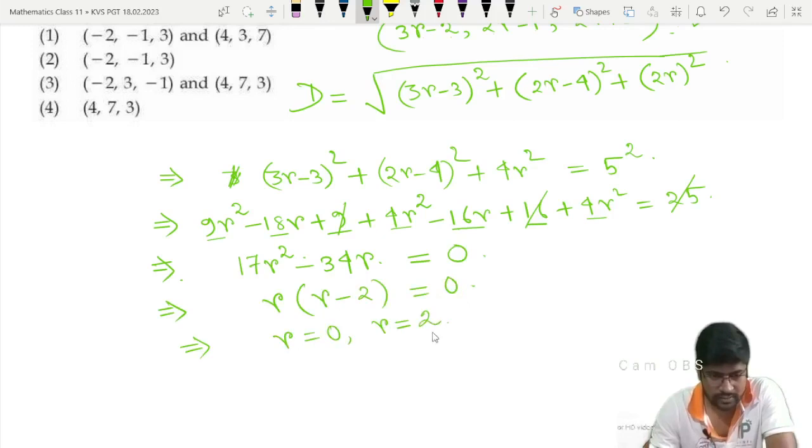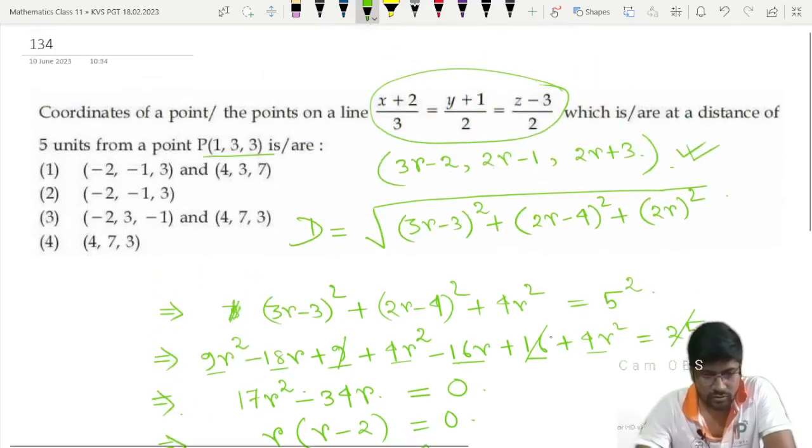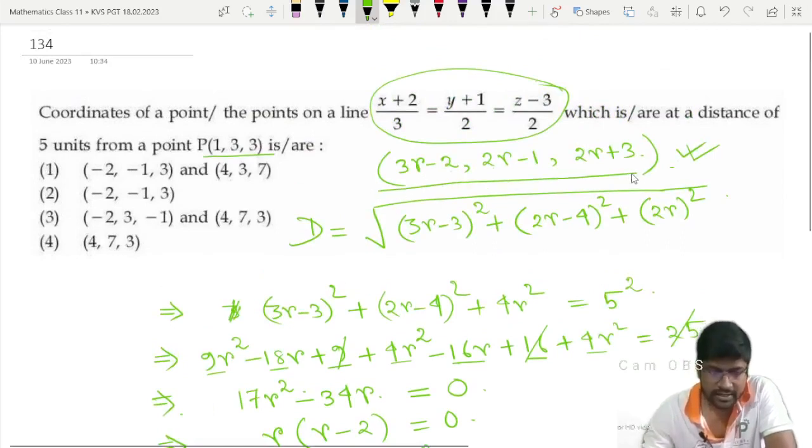The calculations you should do on your own. No need to copy from me. You can even do it in a simpler way. So either r is equal to 0 or 2. Now what will be the required coordinates? Just put the value of r here.